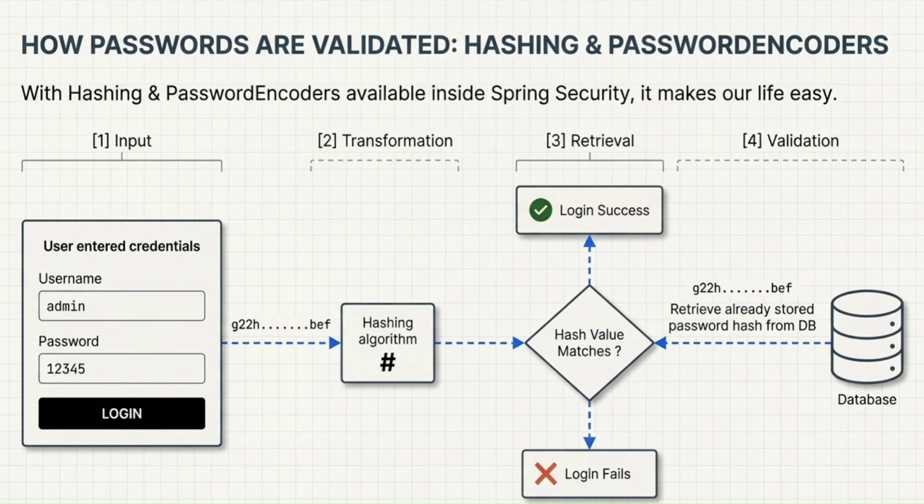So Spring Security will then extract the salt from the stored hash and combine that salt with the password entered by the user. Third, this newly generated hash value will then be compared with the stored hash value in the database. If both the hash values match, the login will be successful. Otherwise, the authentication will fail. So this is how the password verification works internally when we use password encoders in Spring Security.